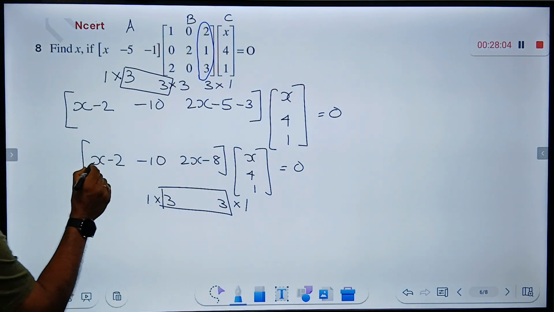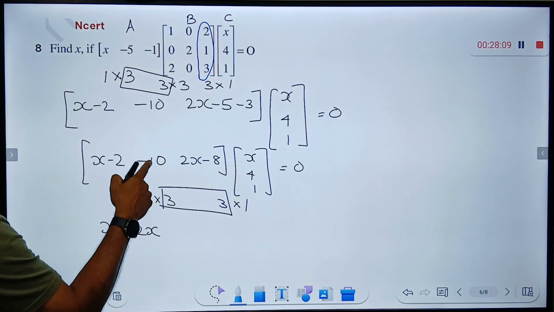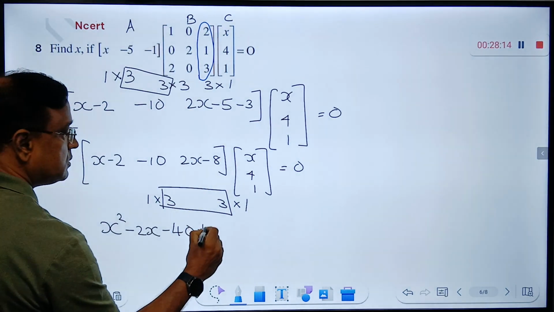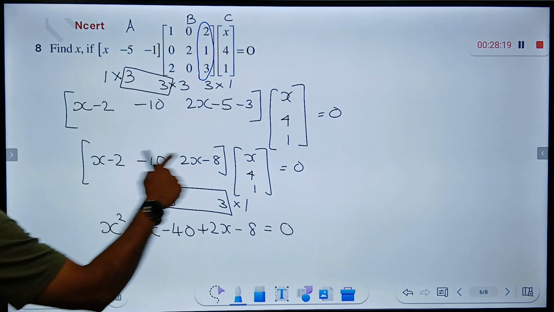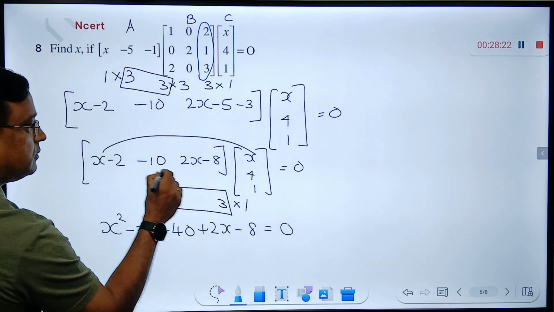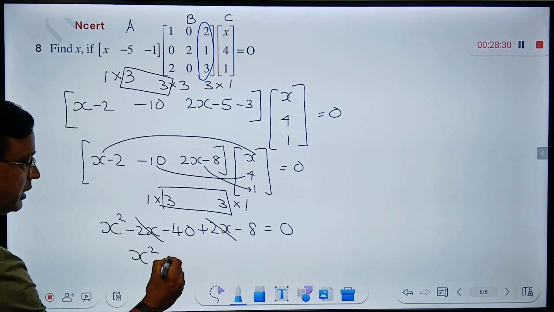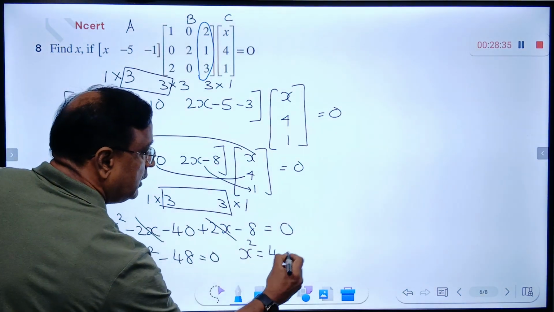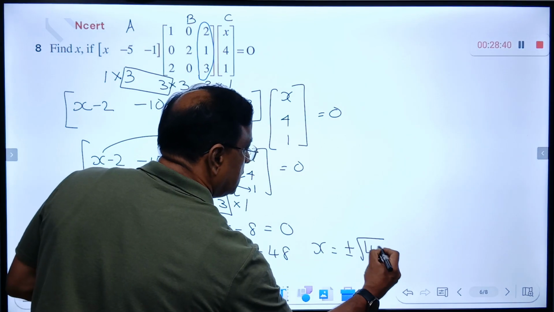Now how do I do it? X minus 2 into x. What is that? X square minus 2x. Minus 10 into 4, minus 40. Plus 2x minus 8 equal to 0. Just multiplication. This into this, this into this, this into this. So what do you get from here? 2x and x cancels. You get x square minus 48 equal to 0. So x square equal to 48. X is equal to plus or minus root 48.